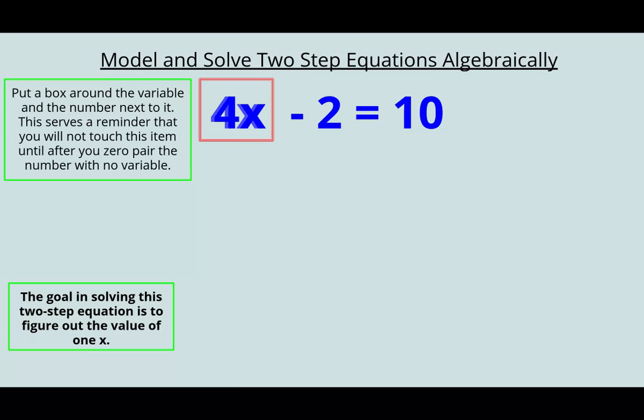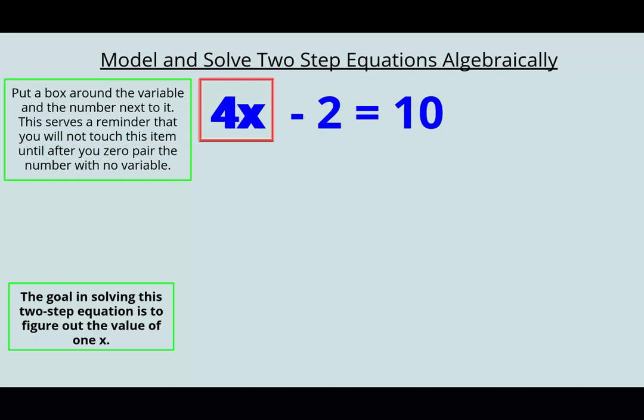And you should see, well, it's the 4x. So I'm going to put a box. And when you solve these with your pencil and paper, I want you to write that equation out, and I want you to put a box around 4x. And that, again, that box lets you know I am not going to take care of that right now.